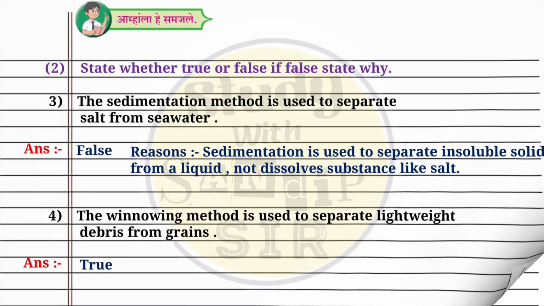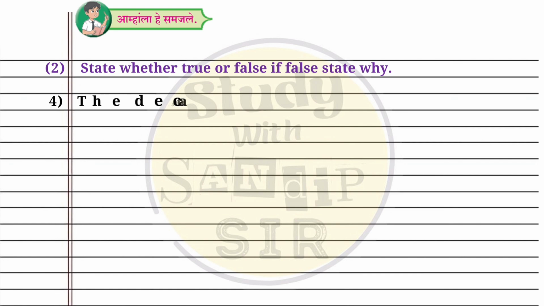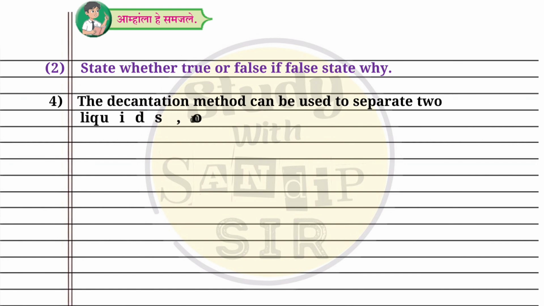Next, fifth. The decantation method can be used to separate two liquids, one heavy and one light. The answer is true.